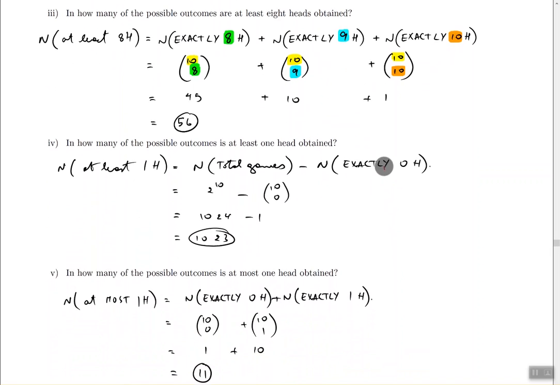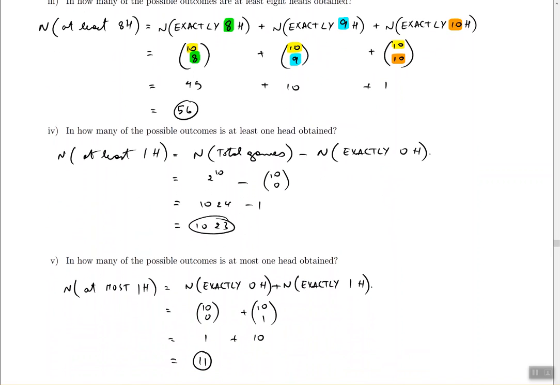Now, the new ones were these two. How many possible outcomes where you have at least one head? So to say that you have at least one head, that means you have exactly one head, or 2 heads, or 3 heads, or so on and so forth, all the way to 10 heads. You can count it like this using the addition rule, but it would take forever because you're going to figure out how many of these there are, add to this, add to that, add to that. There's like 9 of them to calculate.